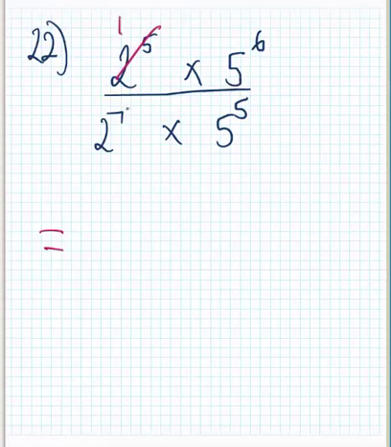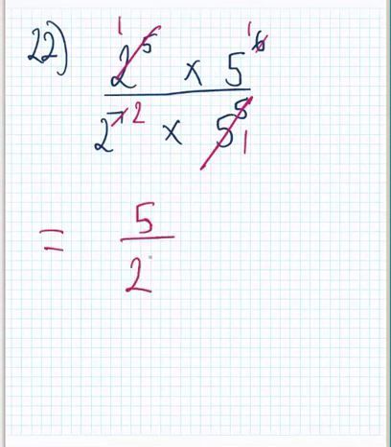7 take away 5 is just 2. So I've got 2 squared on the bottom. And here, 6 5's on top, 5 on the bottom. Smallest amount is gone, which is really a 1. And 6 take away 5 is a 1. So I'm left with 5 on top, or 5 to the power of 1, which is invisible, over 2 squared. Now, of course, we don't stop there. What is 2 squared? 2 times 2 is 4, so we end up with 5 over 4.